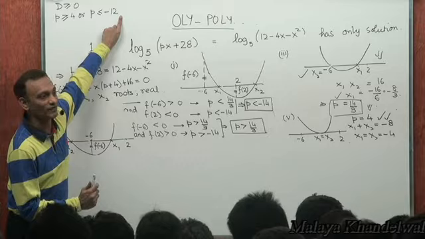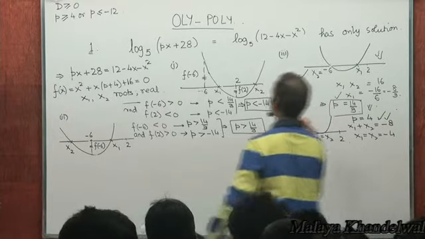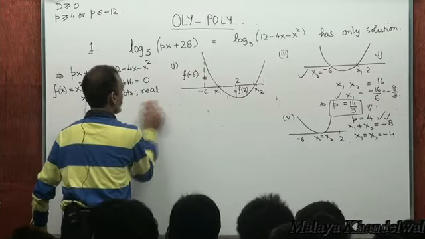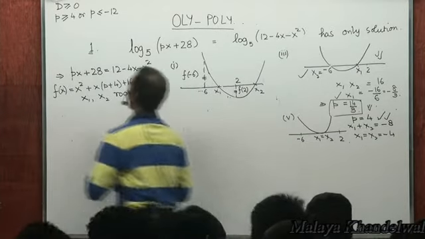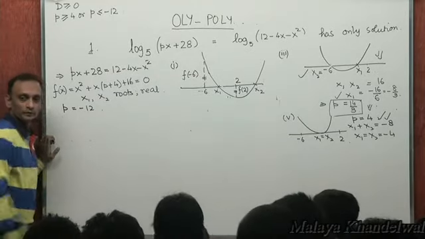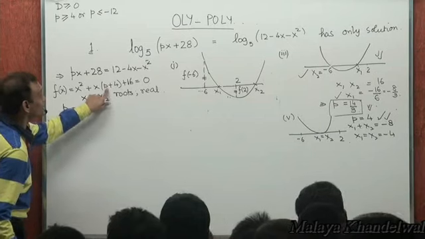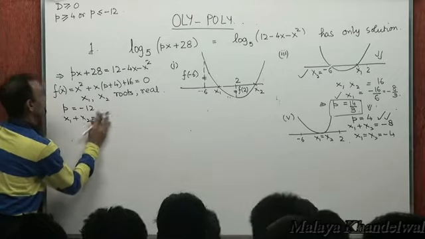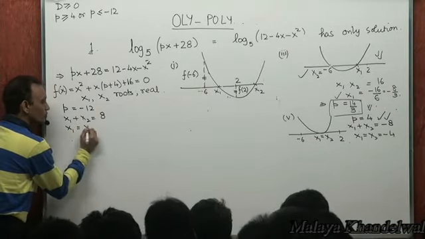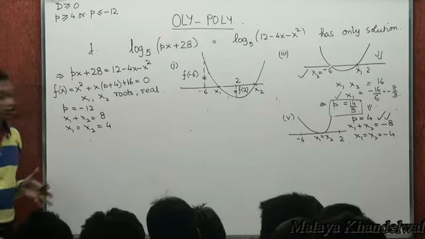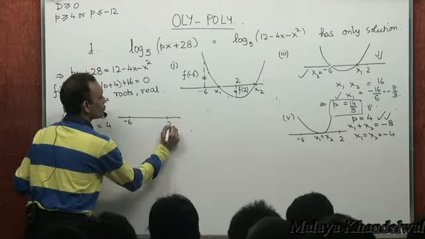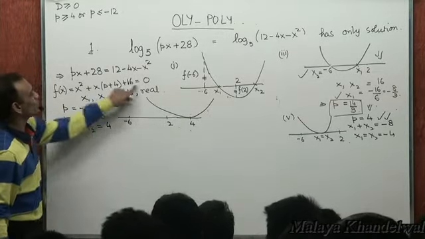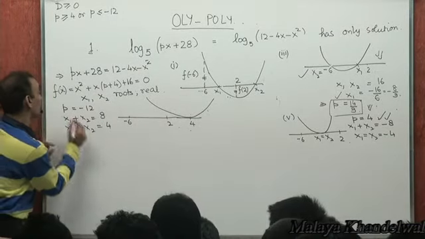The last, p equal to minus 12. Let me examine p equal to minus 12. Now p equal to minus 12 means the sum of the roots is plus 8. That means each root is 4. But does 4 lie in the interval minus 6 to 2? 4 does not lie in the interval minus 6 to 2. 4 lies here. The parabola will look like this. Therefore, this time this quadratic has no roots lying in the relevant interval minus 6 to 2, and therefore this value of p can be discarded.